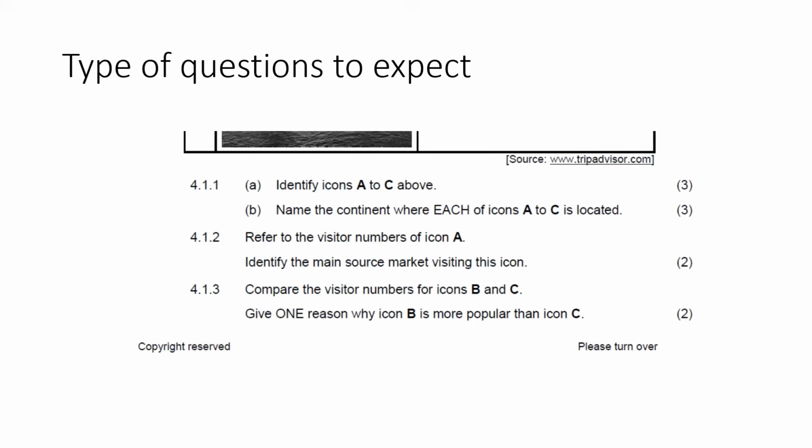Next question. Refer to the visitor numbers of icon A. Identify the main source market visiting this icon. Compare the visitor numbers for icons B and C. Give one reason why icon B is more popular than icon C.